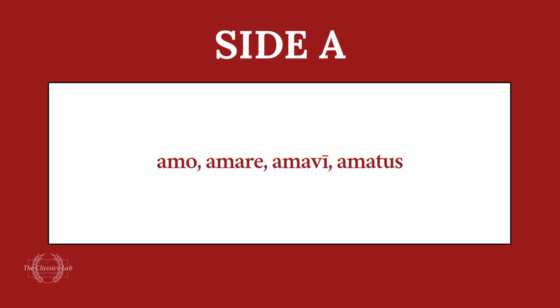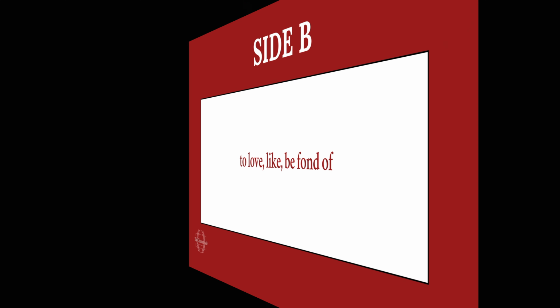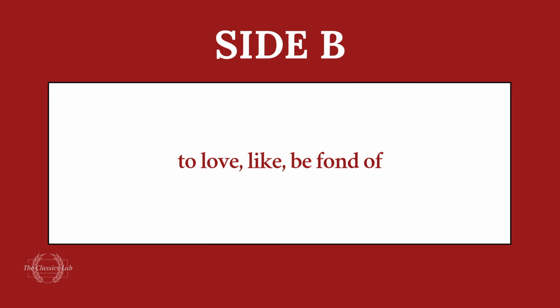Here we have the verb amo. As you can see, there are 4 different words written out because these are the 4 principal parts. Amo, amare, amavi, amatus. This is what the Latin side of your flashcard should look like. The opposite side of the flashcard for amo should look like this: to love, like, be fond of. This verb, amo, can have multiple meanings depending on the context, so I picked 3 to include on the English side of my flashcard.